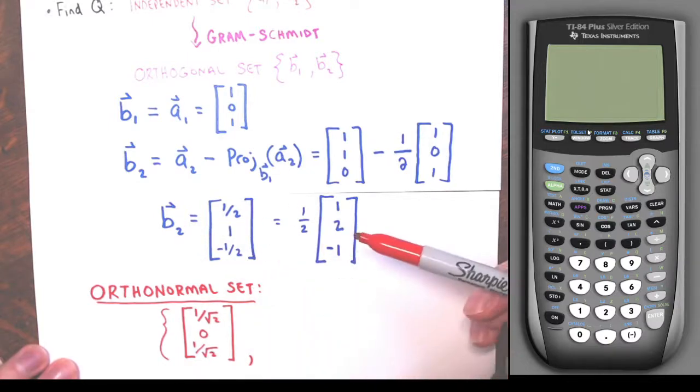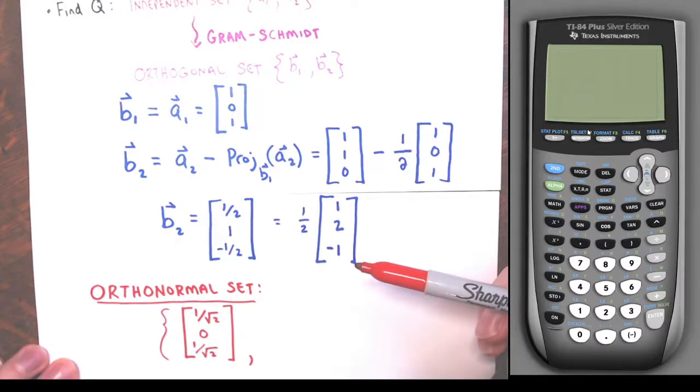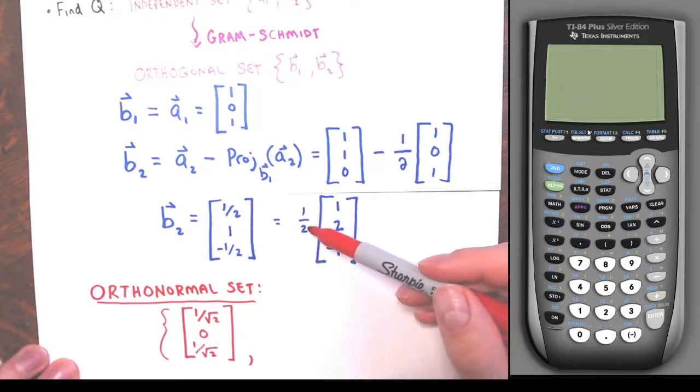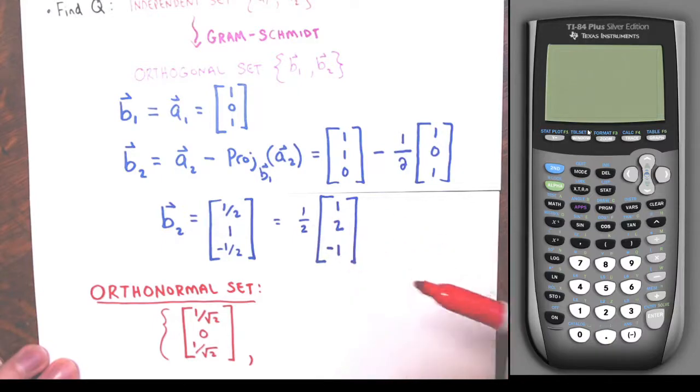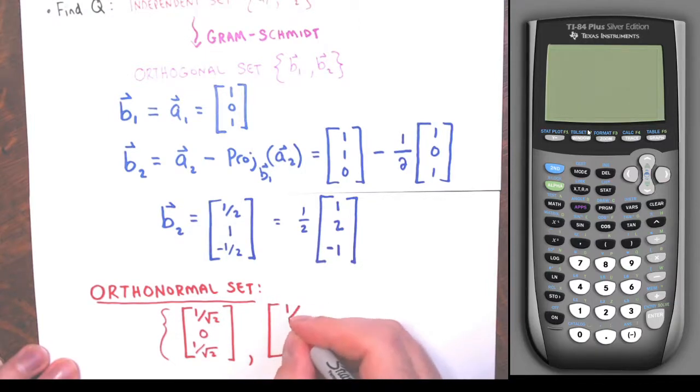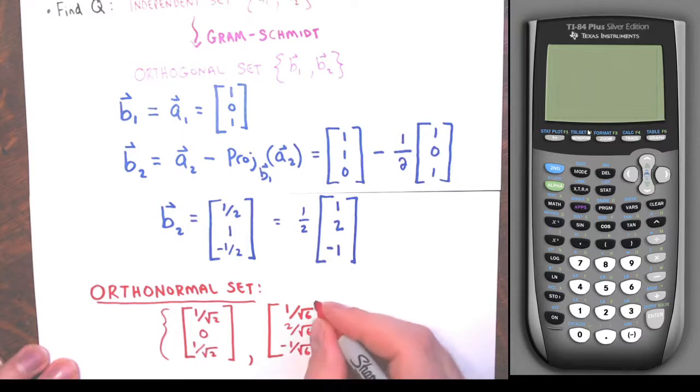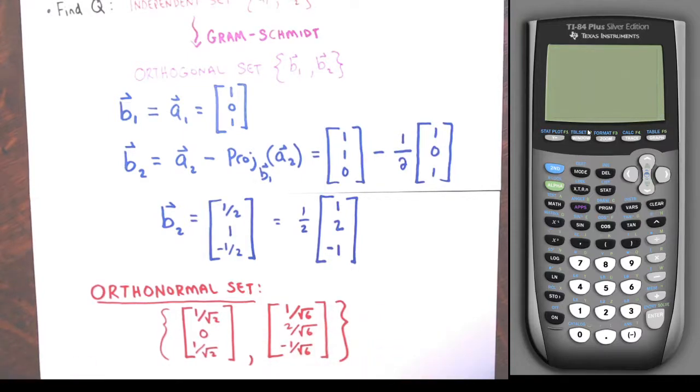So I'd multiply by 2 over the square root of 6, right? The reciprocal. Well, that'll get rid of this half, and then just put the square root of 6 underneath all these components. So it's going to be 1 over the square root of 6, 2 over the square root of 6, and negative 1 over the square root of 6. And there you go. There is an orthonormal set of vectors, right?